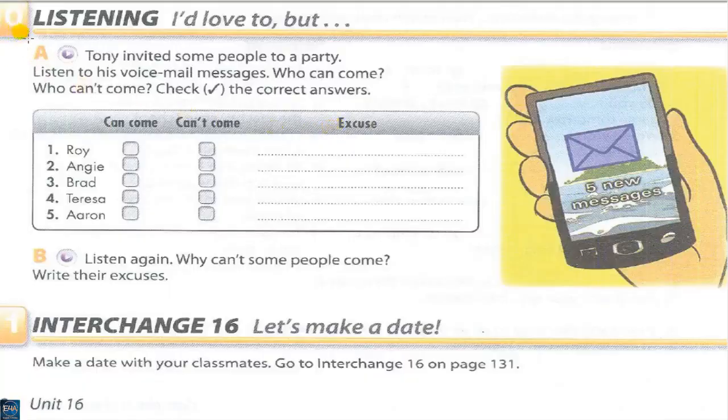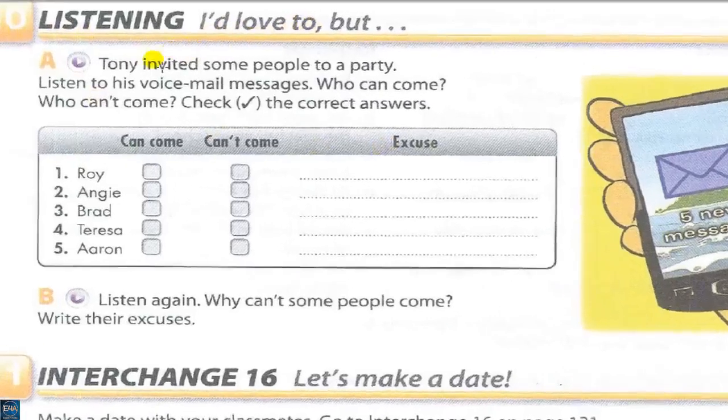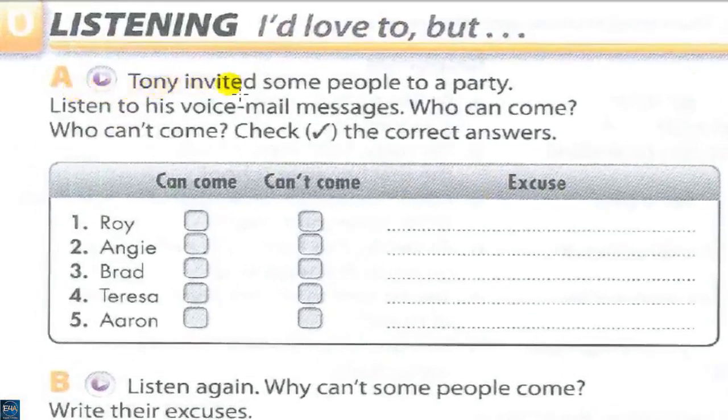Exercise number 10. Listening. I'd love to, but. A. Tony invited some people to a party. Party, T soft D. Listen to his voicemail messages. Who can come? Who can't come? Check the correct answers. Who can't come? Who will not come? And the excuse, the reason. Five messages, five persons.